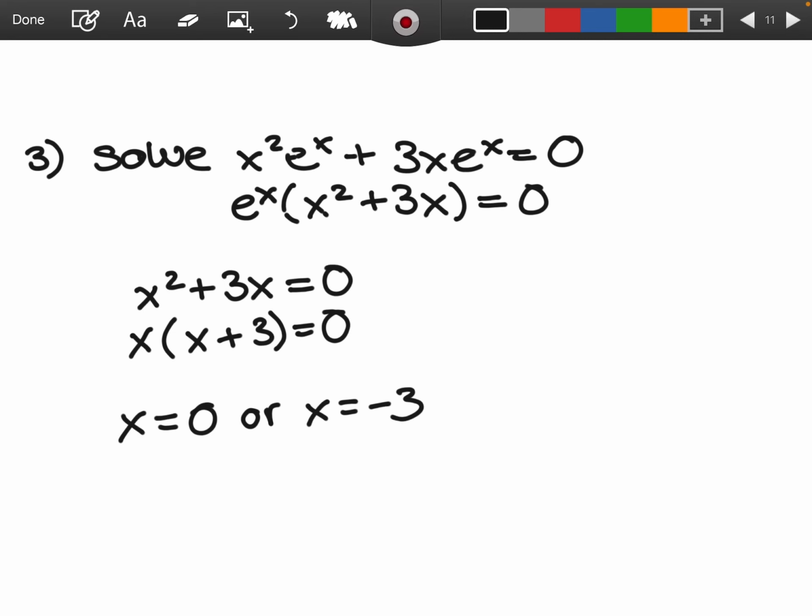So whenever you get a problem like this, that looks kind of like a quadratic with that e to the x through it, what I would do is factor out the e to the x because you know it can never equal 0, and set the other part equal to 0 and solve like you would for a standard equation.